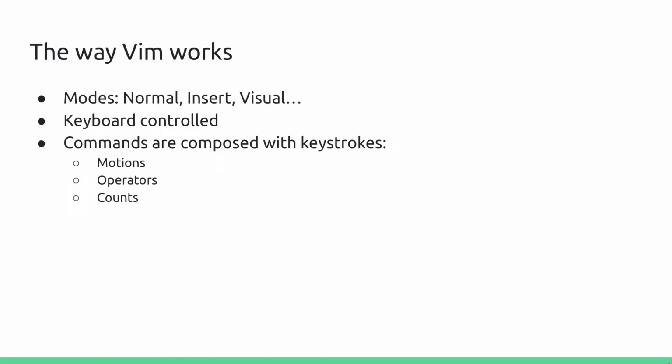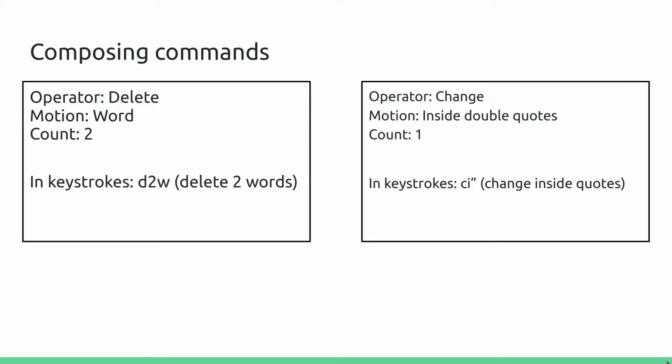So to give an example, if I wanted to delete a word, the motion is word, the operator is delete, and the count is 1. I want to delete one word. Let's look at some more examples of this. On the left-hand side here, I have given the example D2W. So here the operator is delete, and the motion is word, because I want to delete a word, and the count is 2, because I want to delete 2 words. In Vim, in normal mode, the keystrokes are D2W for delete 2 words.